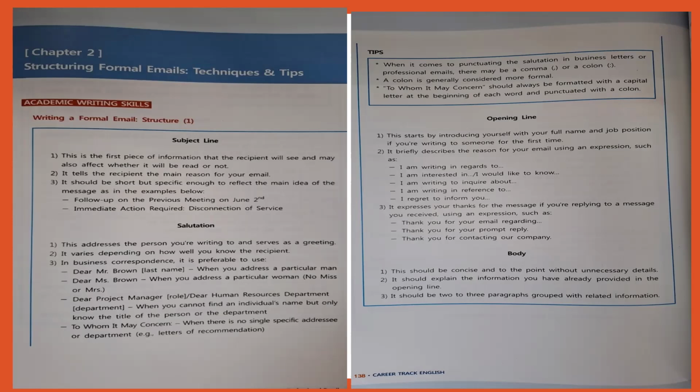But this is all about formal emails. So in the business world or in your university life, emails should be written in a formal way, but they're also maybe more important. So things like the subject are going to have a big effect. Number 2, it tells the recipient the main reason for your email. Number 3, it should be short but specific enough to reflect the main idea of the message, as in the examples below. Follow up on the previous meeting on June 2nd. Immediate action required, disconnection of service.